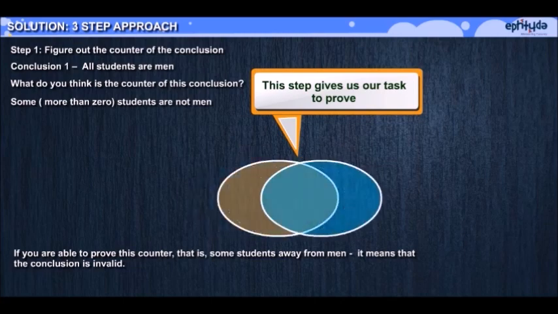Similarly, in the conclusion, all students are men, the counter argument will be at least one student is not a man. Now, this becomes our task. If we can prove our counter argument, it means the given conclusion is incorrect. We have to use both the premises, not violate them, and then try to prove the counter.